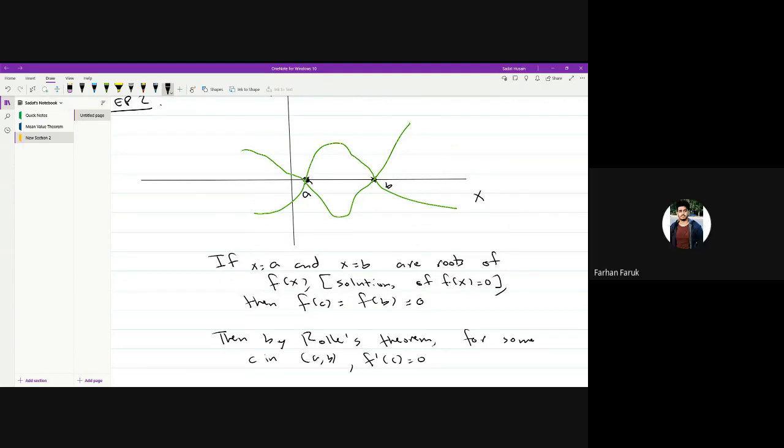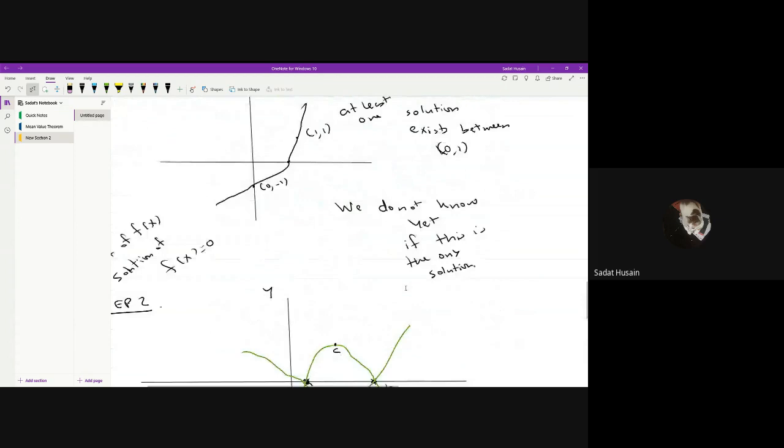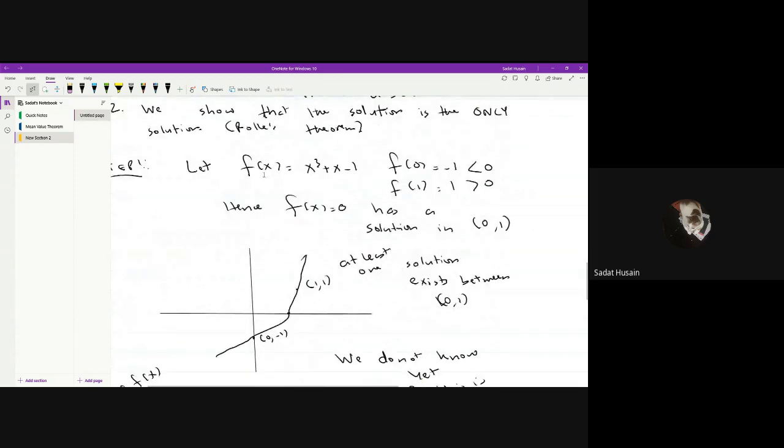Do you agree? We can see that here: there's a maximum here where the derivative is 0, a minimum here where it's 0. This is my c here, or this is my c, and so on. So we apply that here.